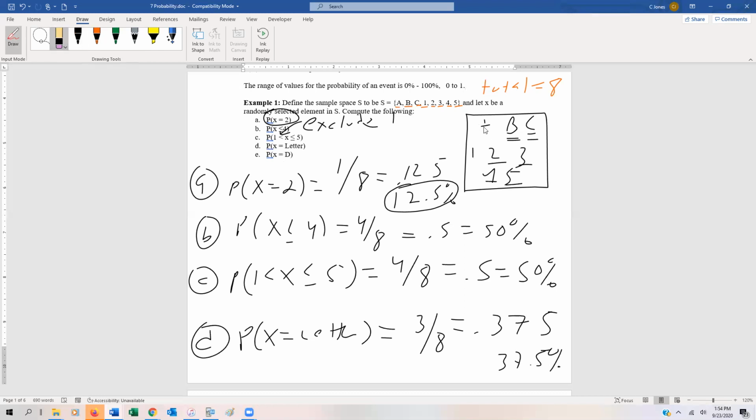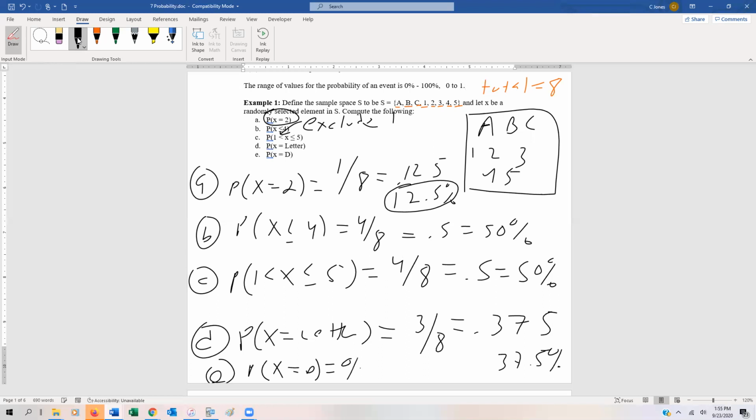And then finally, what's the probability that x is going to be equal to d? Well, we go in our list here, and we see that there are no letters that are d in this list. So I'm going to get rid of all the underlines because I don't really have anything in here that's a d. So for letter E, the probability that x is going to be equal to the letter D is 0 out of 8, which is 0, which is 0%. Hopefully that's pretty easy for you all to do.